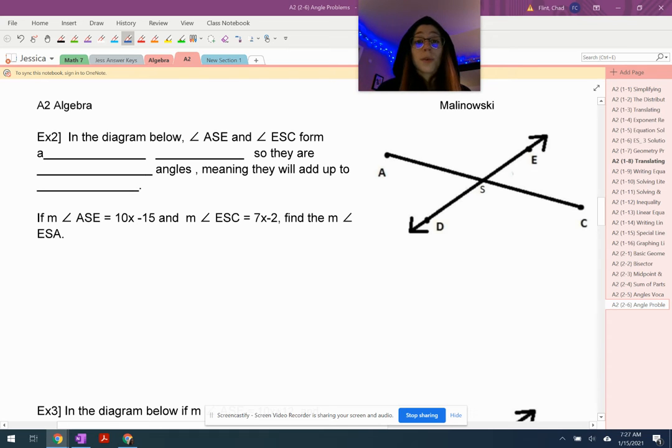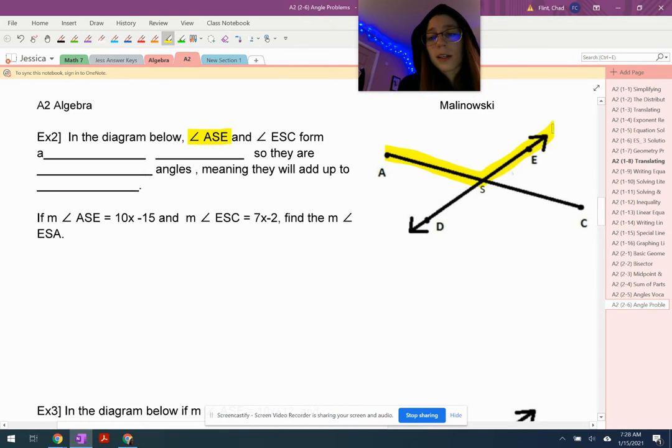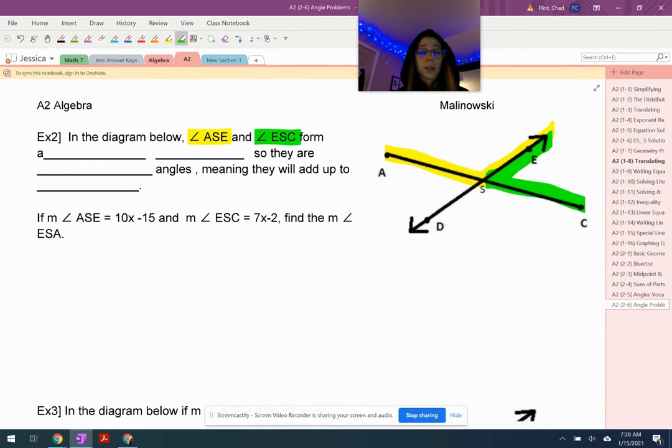All right, example 2 on algebra A2 2-6. These are angle problems. In the diagram below, angle ASE and, okay, so right away I need to start highlighting things because they're talking about angles and I have no idea what they're talking about. So here we go. ASE, that's that angle. And ESC, let's go green. ESC, so that's that angle, form a blank blank. So they are blank angles, meaning they will add up to what?